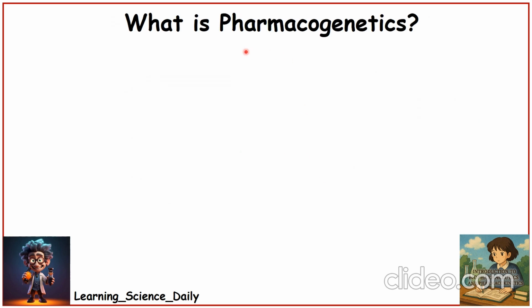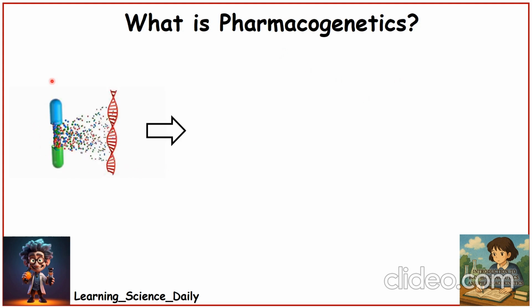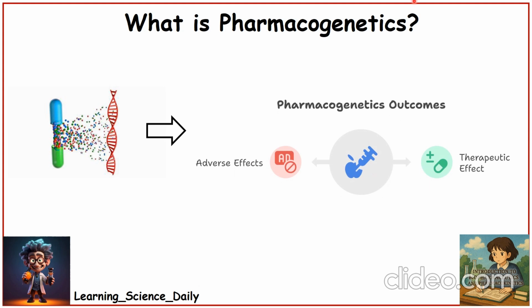Now, what is pharmacogenetics? Pharmacogenetics is the study of how a person's genes affect their response to drugs. Because everyone's genetic makeup is different, the same drug can work well for some people, not work at all for others, or even cause harmful side effects in certain individuals. These genetic differences can influence how the body absorbs, processes, and eliminates a drug.